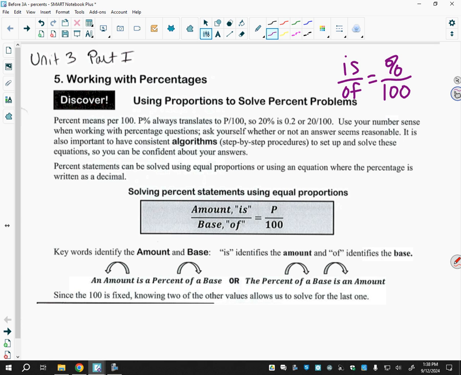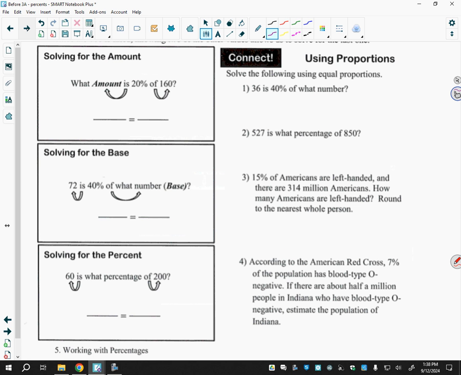I'm not going to read all of this to you, but you can read it if you want. Let me show you some examples. It says, what amount is 20% of 160? If you know that little proportion, is over of equals percent over 100, every number in this problem goes in one of those spots. So where do you think the 20% goes? Over 160? No. The percent goes with the percent. So it would go with 20 over 100.